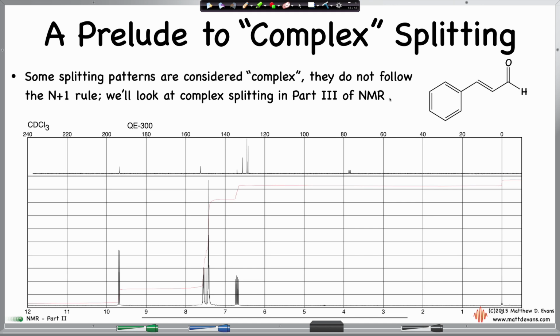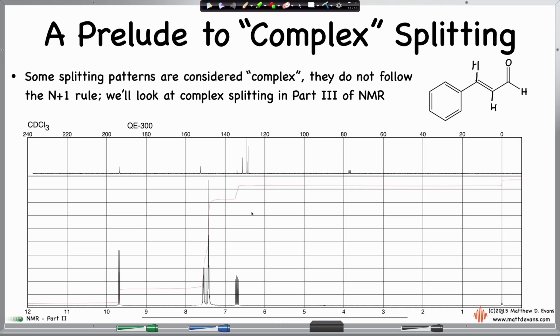All right, so as a prelude to part 3, we're not going to start this today, but we just talked about the N+1 rule and splitting patterns, and all the molecules that we've studied so far are just normal situations. The N+1 rule works great, and there's nothing to worry about, but unfortunately there are some more complicated examples out there, so let me give you a little taste of something that's coming up in part 3. This is called cinnamaldehyde. I love this molecule, and you can understand why, because it smells great. It smells like cookies and Christmas time and all that kind of stuff.